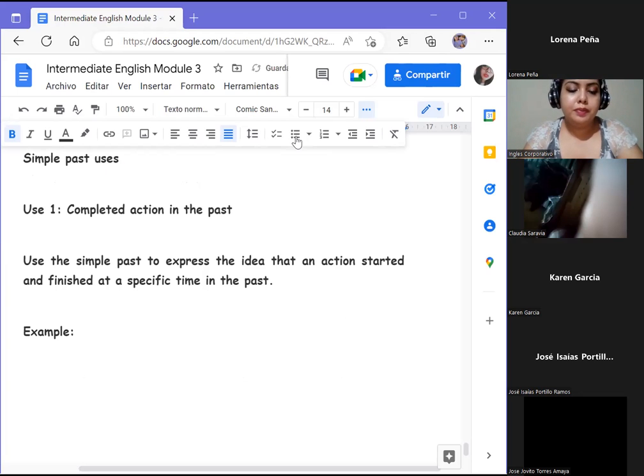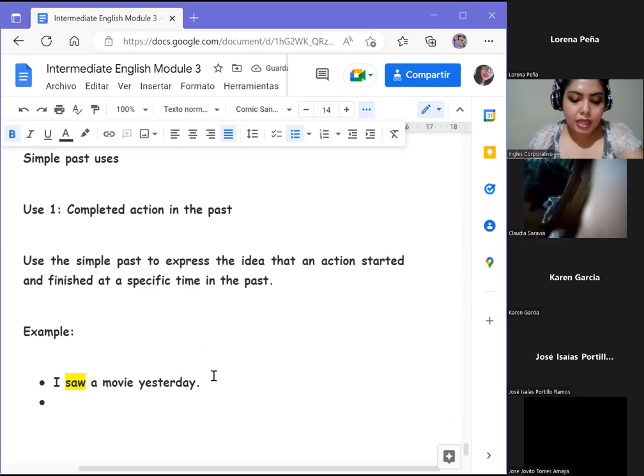And we have here, example number one. I saw a movie yesterday. So in this case, I have here my verb, saw, that in base form is see. I saw a movie yesterday and I finished the movie.